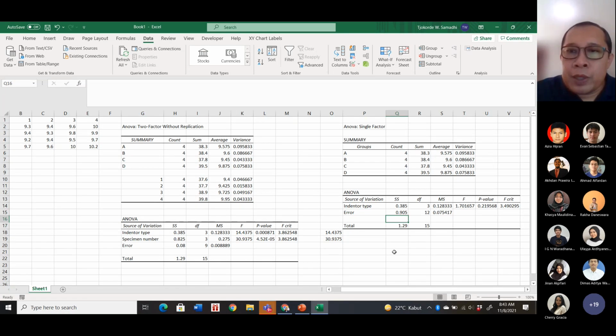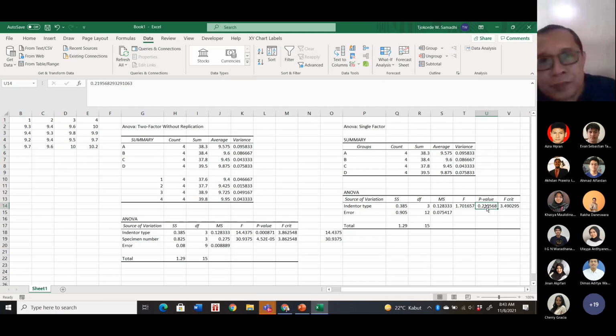So we purposely ignore the effect of block. So what is your conclusion now? Is the indentor type significant? Does it significantly influence the hardness? What can you conclude from this p-value?